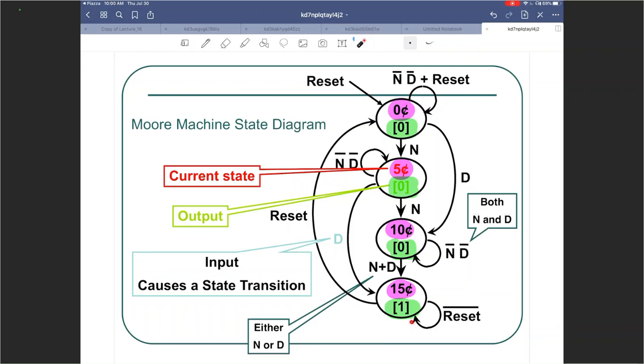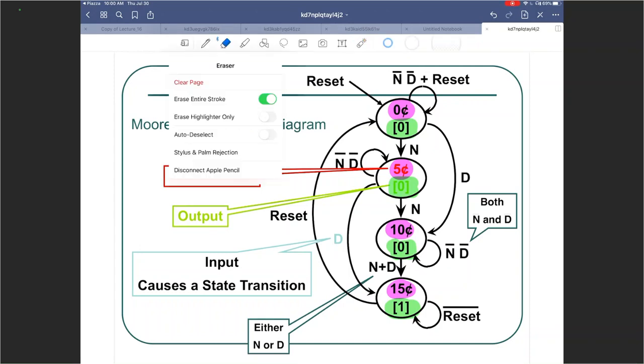Does that mean that you keep giving more and more items? No, you give the item once and then you do not give any more items. You go back to the state 0 after you press reset. So this is how it's going to work, right?